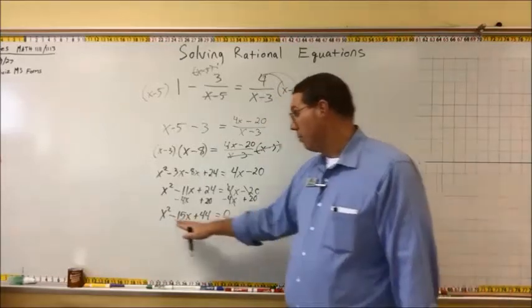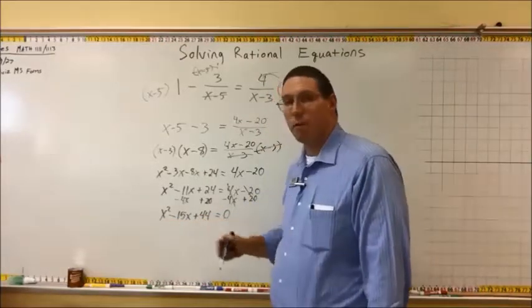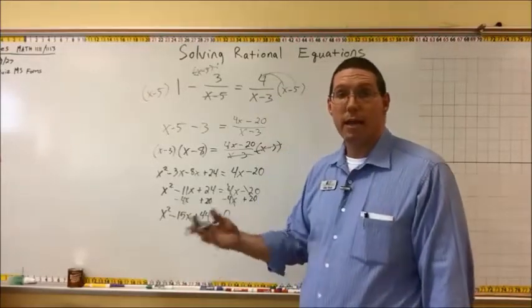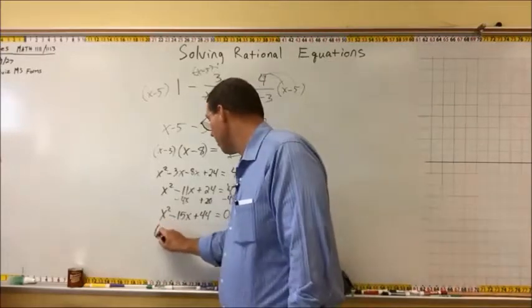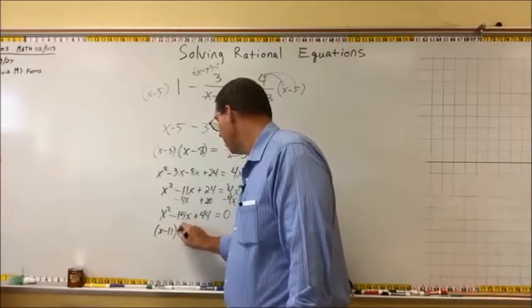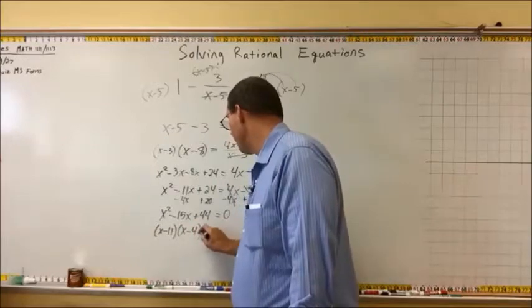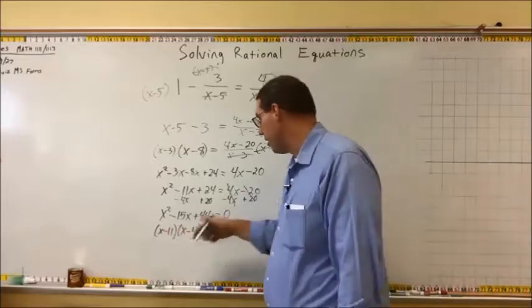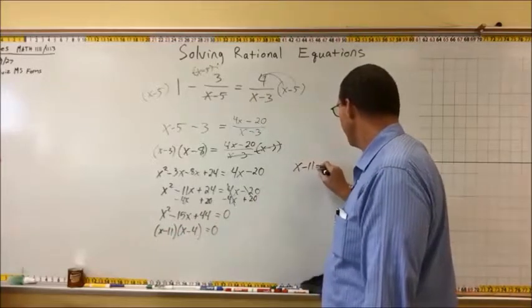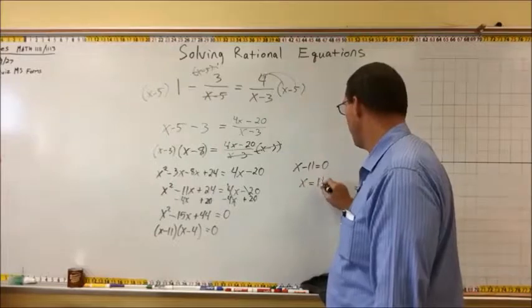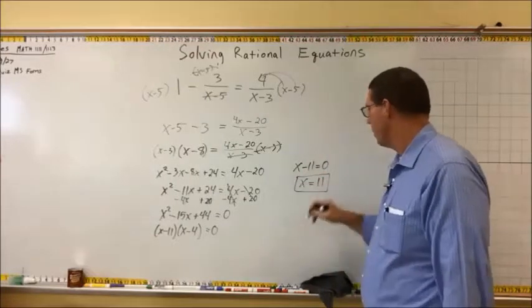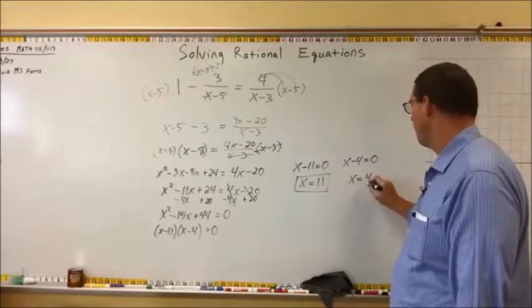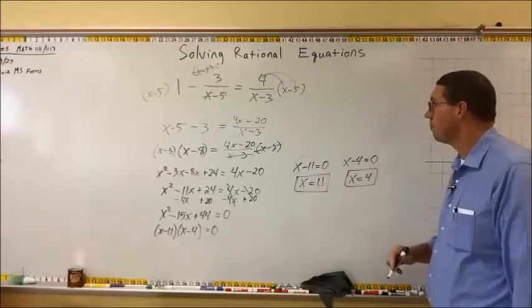Now this is factorable. Two numbers that multiply to positive 44 but add up to negative 15 are negative 4 and negative 11. So this is going to become x minus 11 times x minus 4 equals 0. Now we just set each one of these factors equal to 0. x minus 11 equals 0, and we get x equals positive 11 as a solution. x minus 4 equals 0, and we get x equals 4 as a solution.